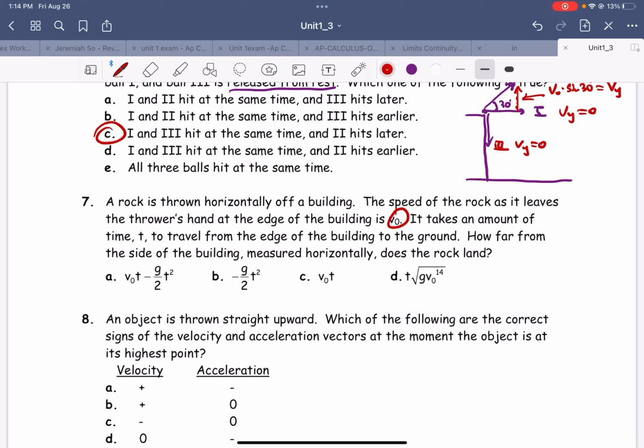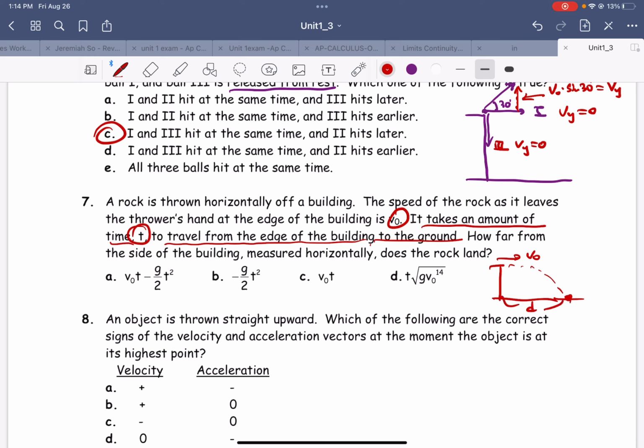Okay, so you throw, and then this has initial velocity v naught, and then it'll fall like this. They gave you the time already. It takes the amount of time t to travel from the edge of the building to the ground. So you already know the time it hits the ground right here. Okay, and now what is that distance?